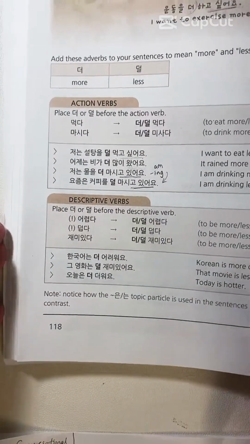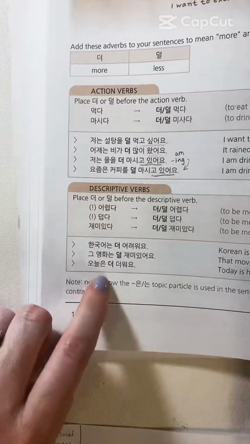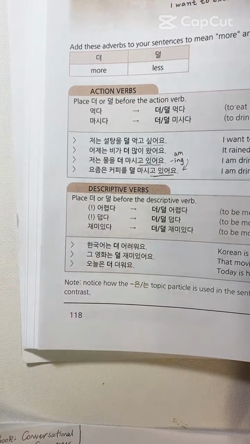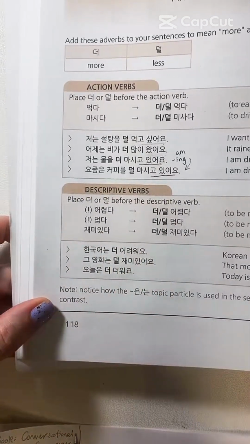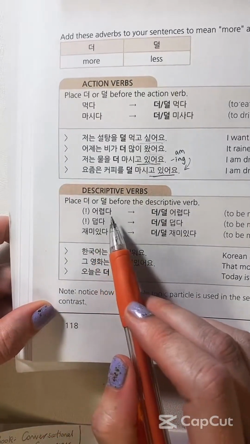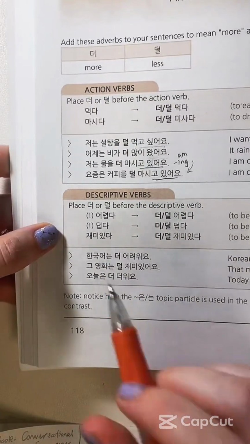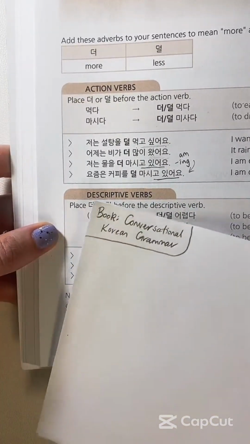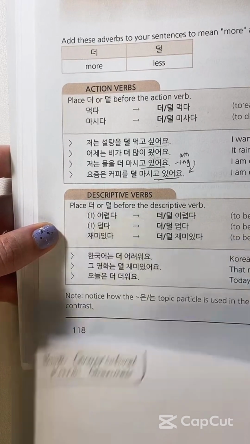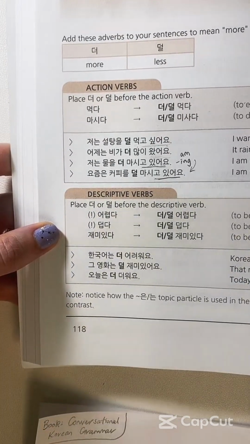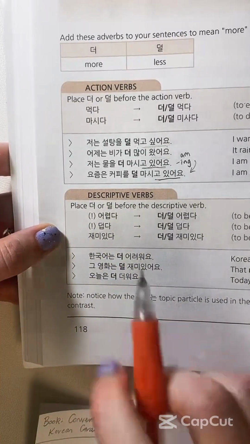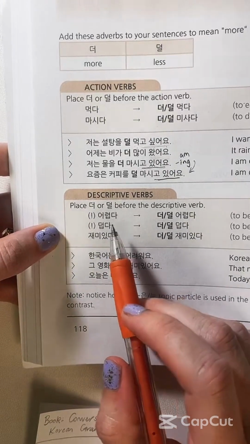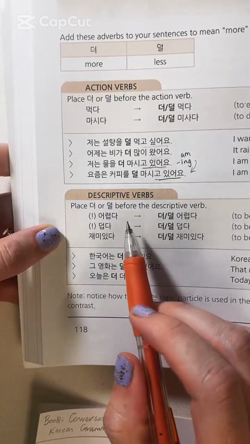Okay, yeah, so this was all with action verbs, but you can also do it with descriptive verbs. So descriptive verbs are when you're describing some noun, and you can also use 더 and 덜 with descriptive verbs as well. For example, 어렵다. Does anyone know what 어렵다 is in English? Beatrice, yes. 어렵다 means hard or difficult. So 어렵다 is hard or difficult.